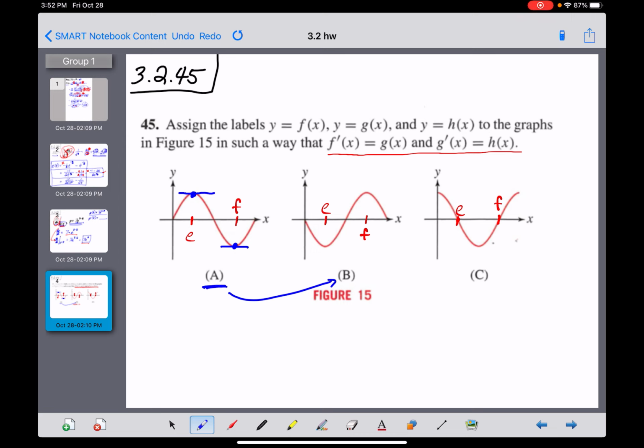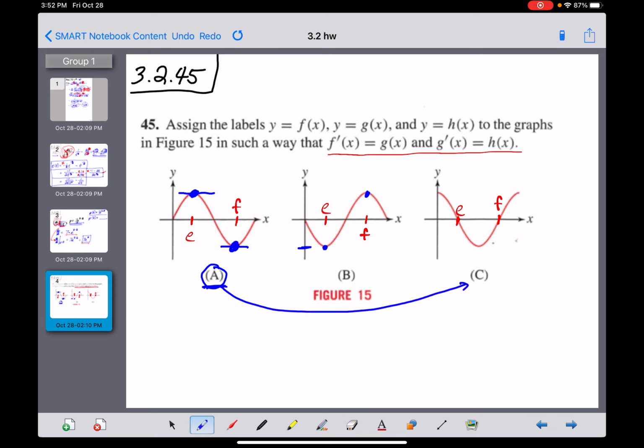In the graph of A right here, it's got horizontal tangents at E right here and F right here. That would mean that the derivative of this graph would have to equal 0 at E and F. That does not happen here in graph B. Right here at E, the value of this derivative is negative. I don't know how negative it is, but it's clearly not 0. And at F, where the value of the derivative of A would be 0, this one is positive as well. So all I know for sure right now is that B is not the derivative of A.